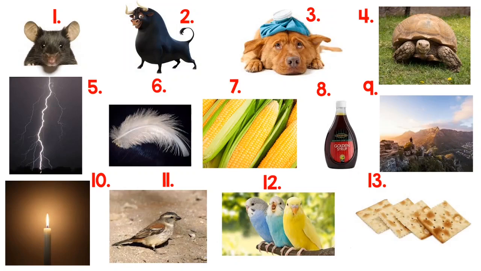Ek so stil soos 'n muis. Ek so sterk soos 'n bees. Ek so siek soos 'n hond. Ek so stadig soos 'n skildpad. Nou ek so vinnig soos blits. Ek so lig soos 'n veer. Ek so geel soos 'n mielie. Ek so soet soos stroop. Ek so oud soos die berge. Ek so regop soos 'n kers. Ek so dood soos 'n mossie. Jy is soos jy en ek is soos ek. Vry soos voels en ons wil lekker soos 'n krakker.